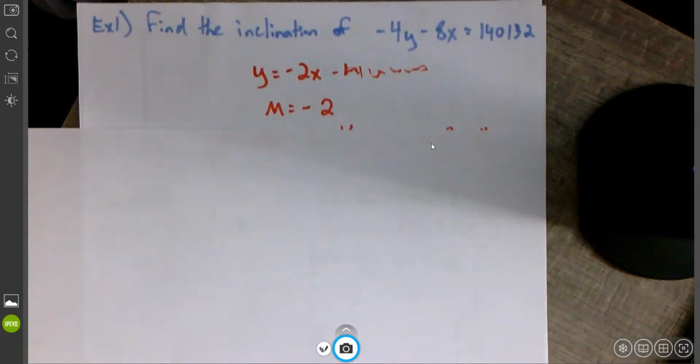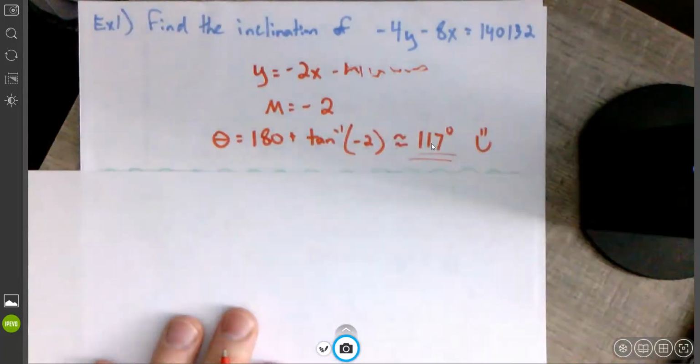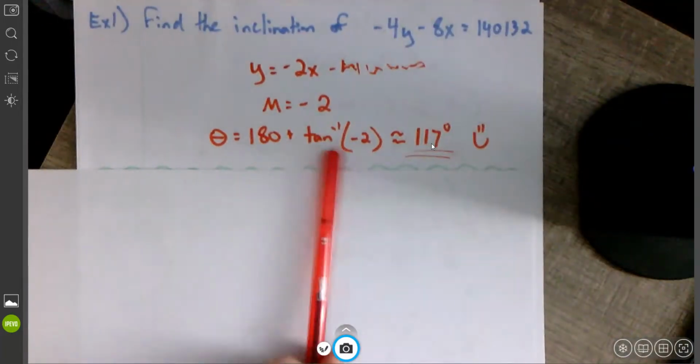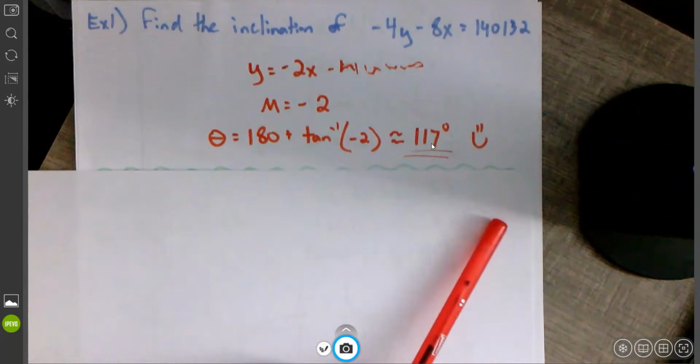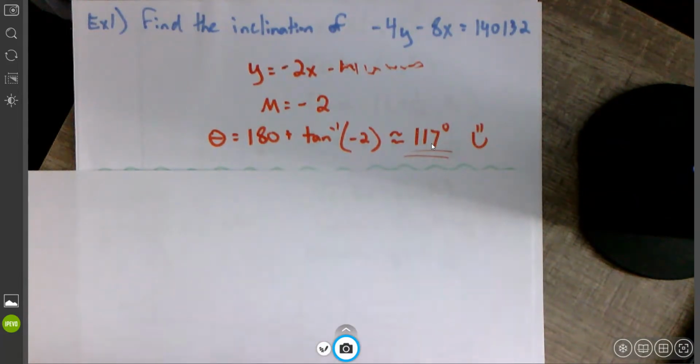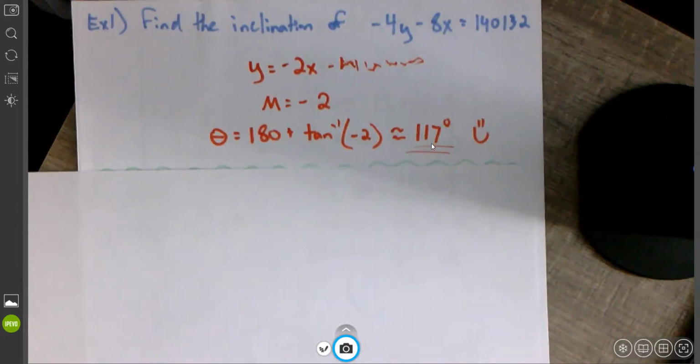Now to find the inclination, we're going to do the inverse tangent of negative 2. And then since it's negative, we'll add 180 to it. So 180 plus the inverse tangent of negative 2 gives 117 degrees. That's the inclination. That's the angle made with the x-axis and our line going counterclockwise. That's it. You guys are experts. The very first conic section is straight lines and finding the inclination. Moving on.